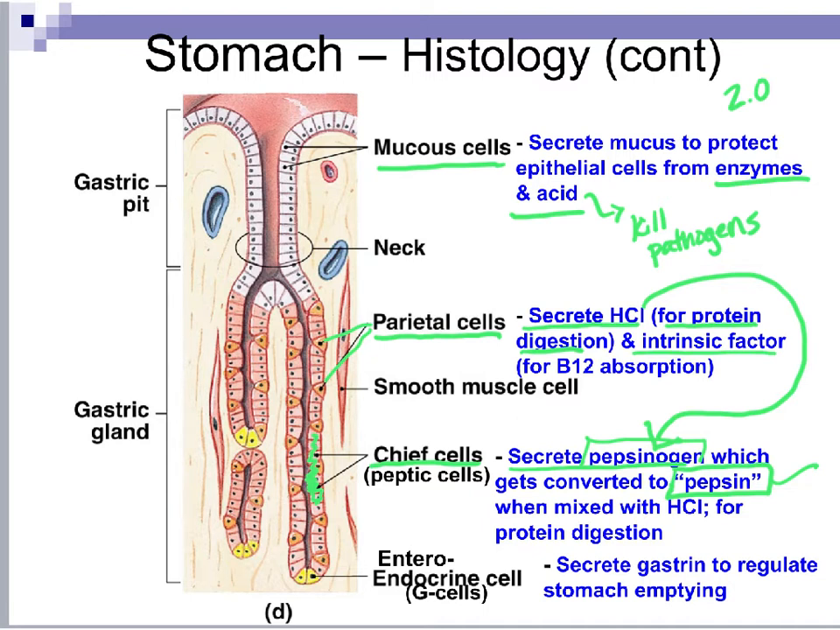And then lastly, I'm not sure if you can see it, are what we call enteroendocrine cells. Sometimes they're called G cells. They secrete a hormone called gastrin that helps to regulate emptying of the stomach. So it helps to regulate opening up the pylorus and emptying the chyme from the stomach into the first section of the small intestine called the duodenum. So that's what those enteroendocrine cells are doing, those G cells.